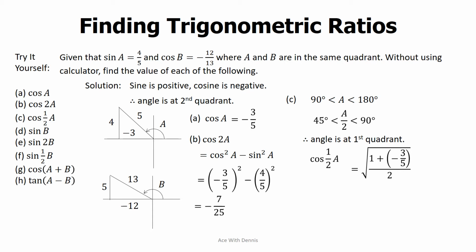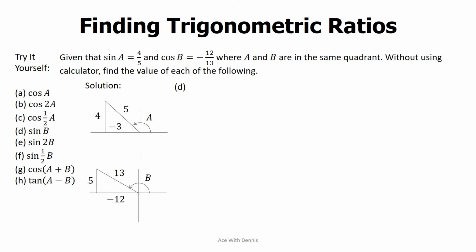Cosine half A equals square root of (1 plus -3/5) over 2. And you notice that we don't include the negative sign because, as we have mentioned just now, the angle is in the first quadrant, so cosine is positive. Okay, and we get the answer, 1/√5, or we can simplify, it becomes √5/5.